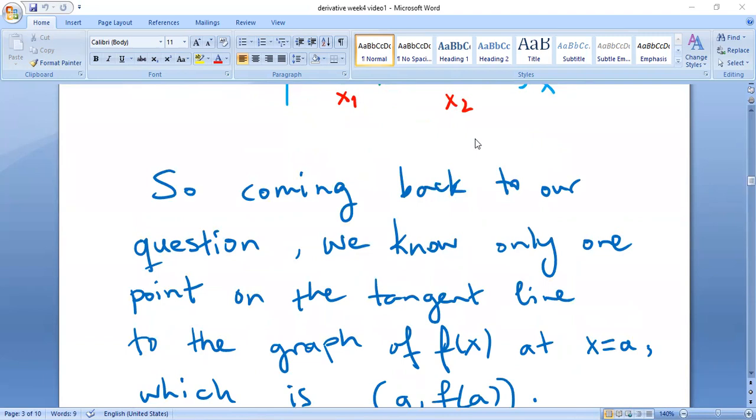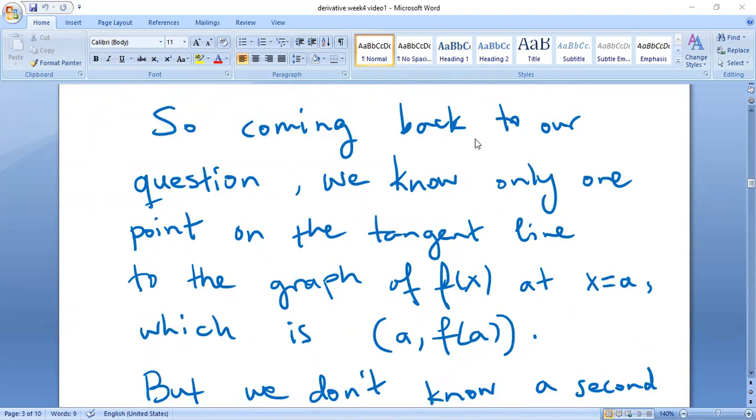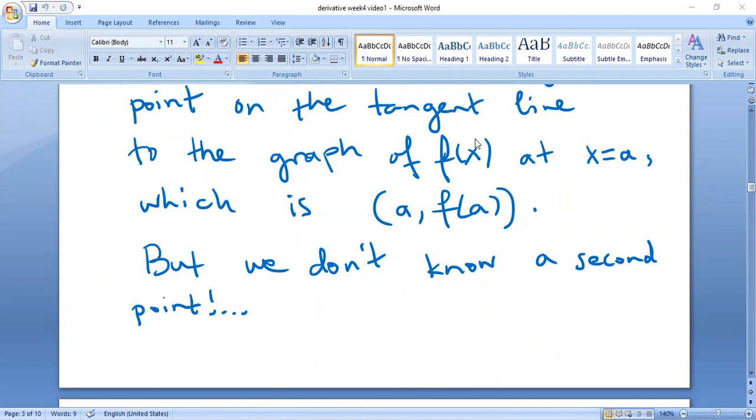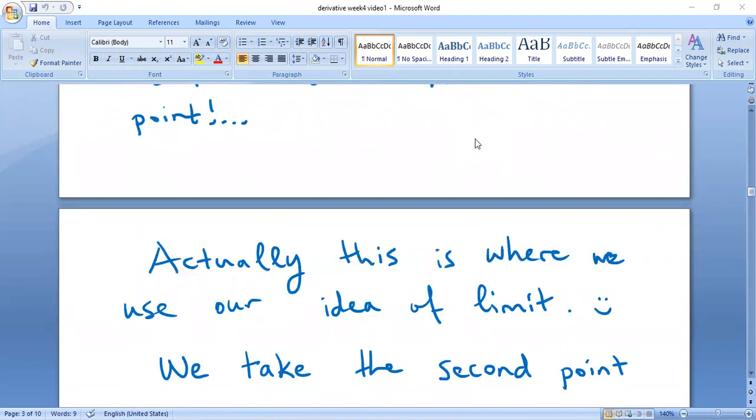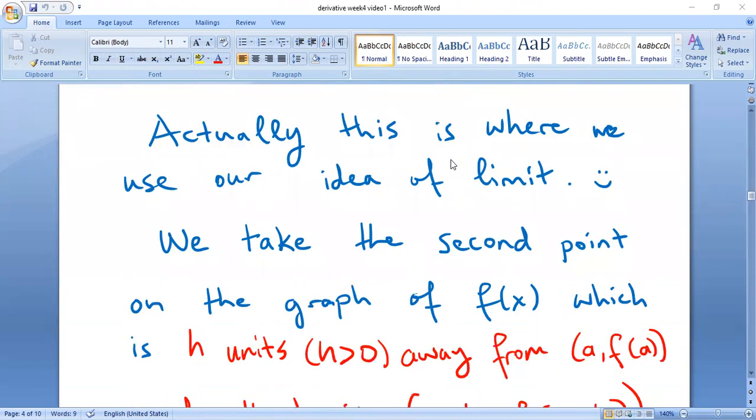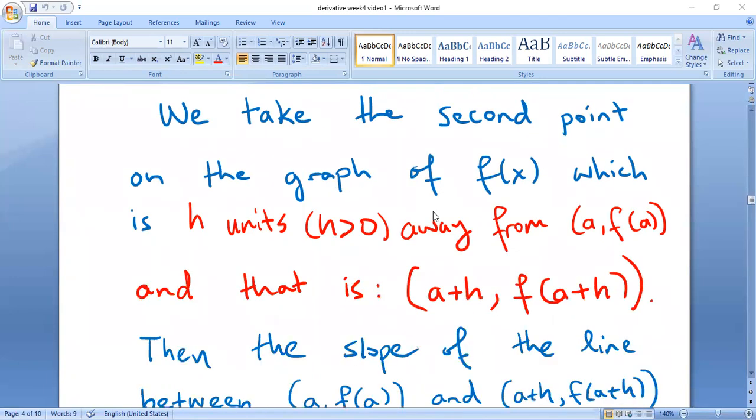If we come back to our question, we know only one point on the tangent line to the graph of f of x at x equals a, and this point is a, f of a. These are the coordinates of the point we know. But we don't know a second point. This is where we use our idea of limit. We take a second point on the graph of the function f, which is only h units away from the point a, f of a. So this point has the coordinates a plus h, f of a plus h.